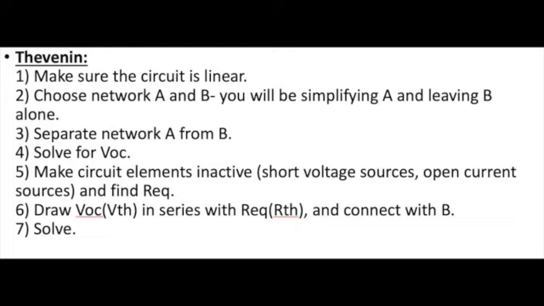The first is to make sure your circuit is linear. Then choose network A and B. You will be simplifying A and leaving B alone, as it will contain the load. Next, separate network A from B. Solve for VOC. The most typical method to do so would be using a voltage divider, which is what we will show you today. Then make all circuit elements inactive by shorting voltage sources and opening current sources.